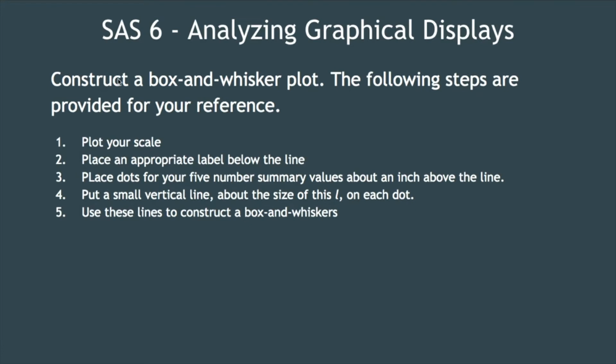Number 1, plot your scale. Number 2, place an appropriate label below the line. Number 3, place dots for your 5-number summary values about an inch above the line. And step 4, put a small vertical line about the size of this L on each dot, and use these lines to construct a box and whiskers.